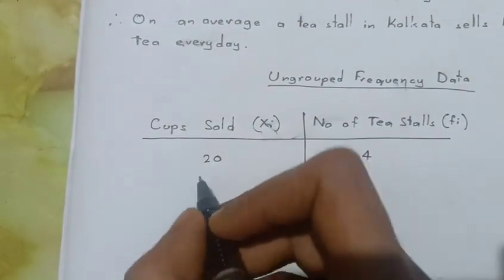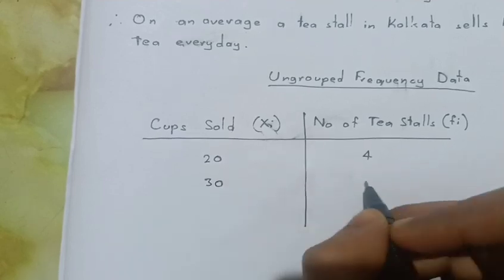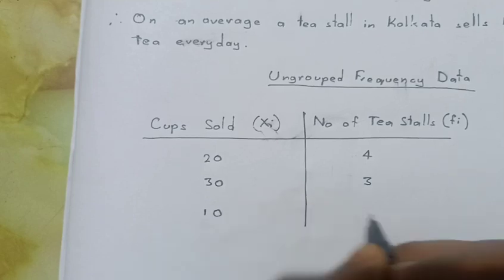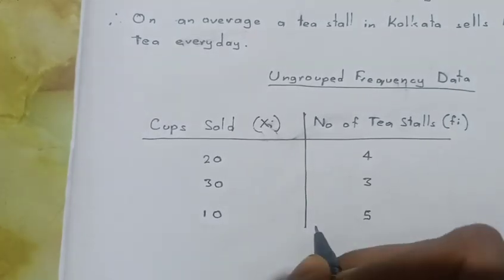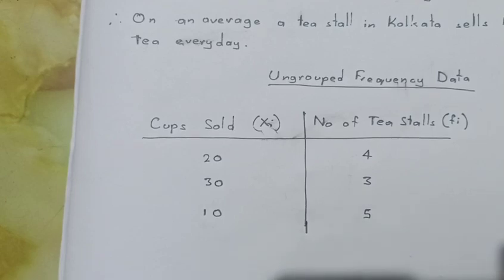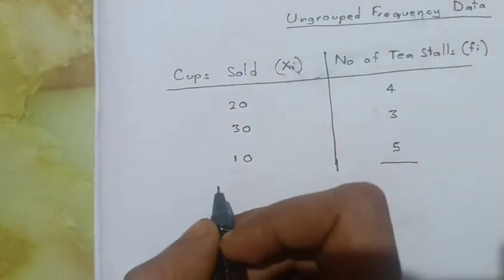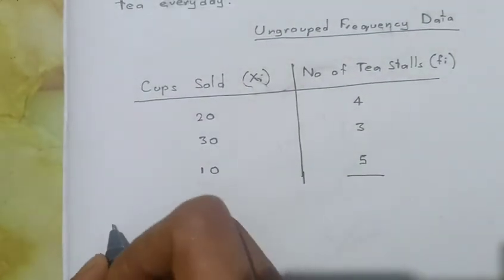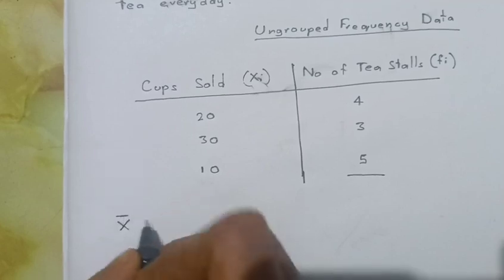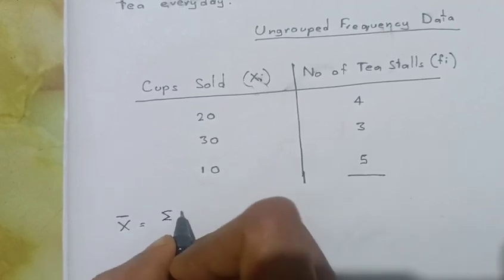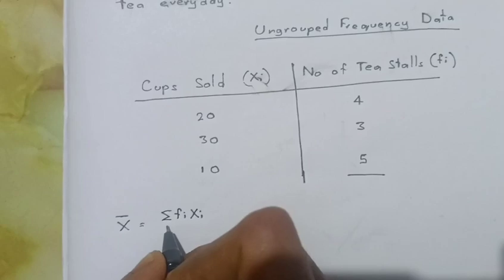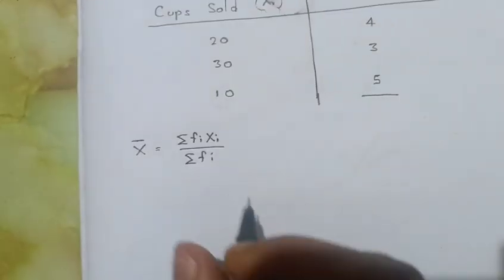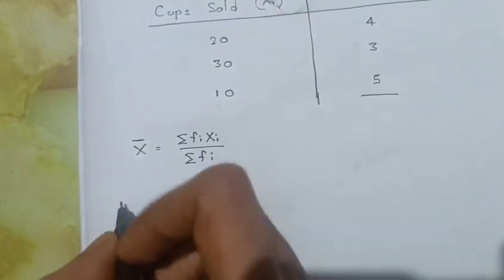So 20 cups, and 30, let's say 3, and 10, let's say 5. Let's keep it this much. Now the formula for finding the mean of frequency data is x bar equals summation of fi xi divided by summation of fi. Before I do the calculation, I will explain what each of these terms means.